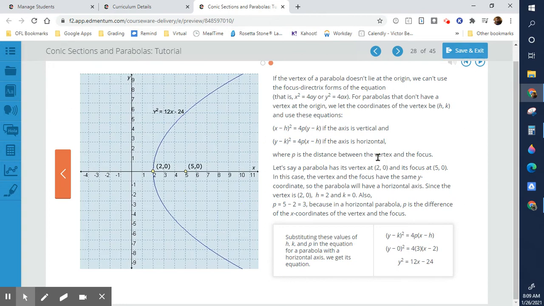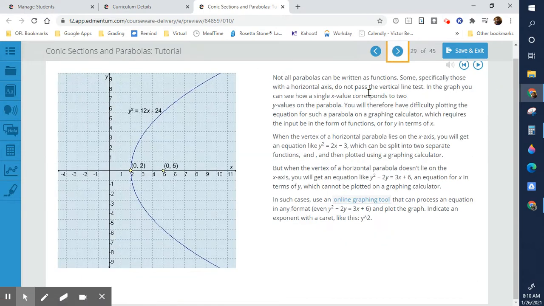It felt a little easier in the second video, but we can tell that we're always going to add the p, whatever p is, to get the focus, and subtract to get the directrix. So let's move on from here.